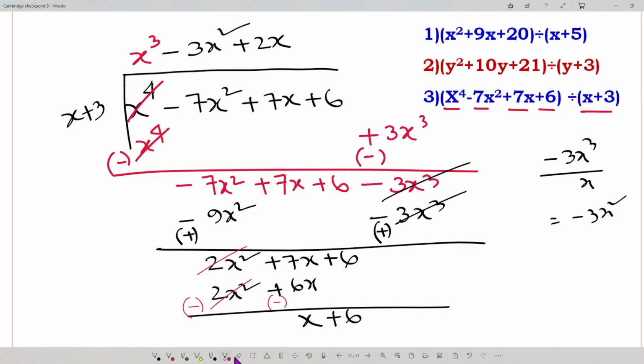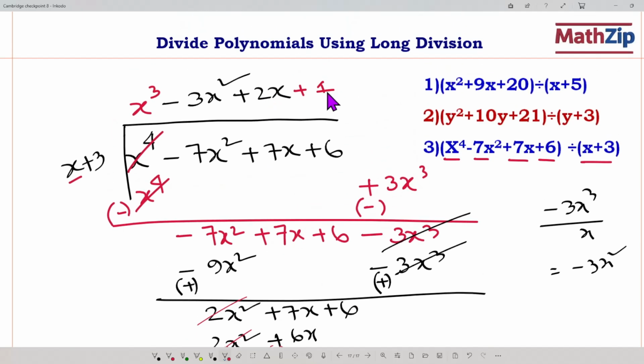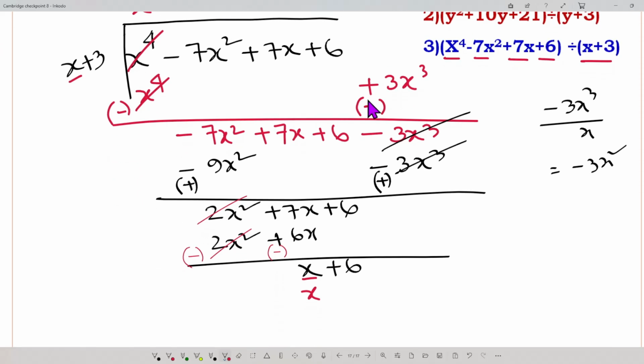How? Look, here is x, here is x. So once we divide, we will get 1. It means we can take 1. x times 1 will be x, right? But once we multiply 3 with 1, here is also plus 3. So once we subtract this x out, it means 6 minus 3, it will be 3.